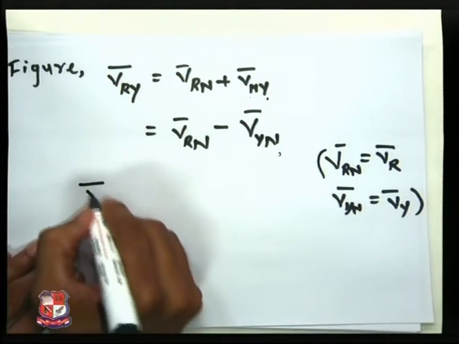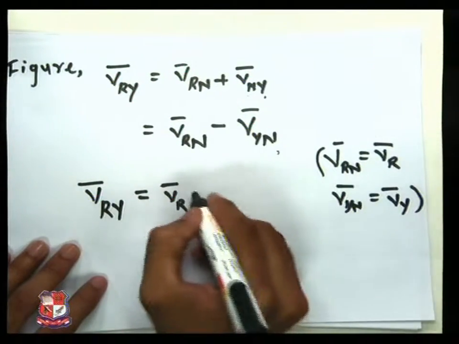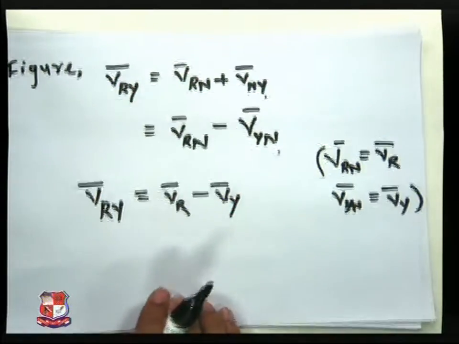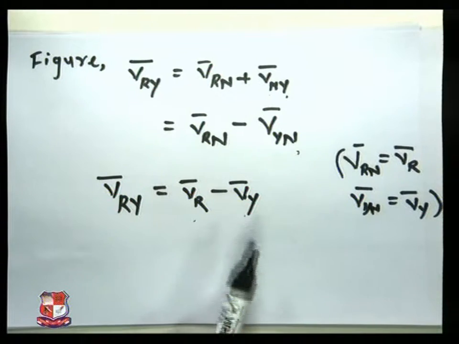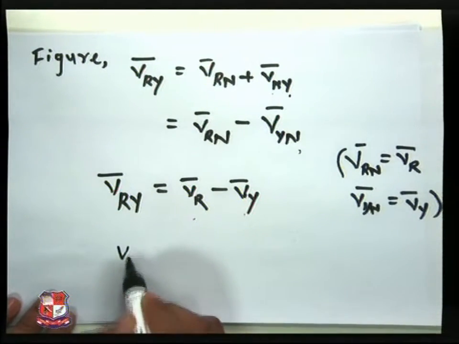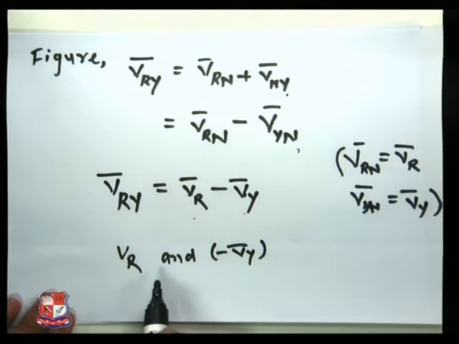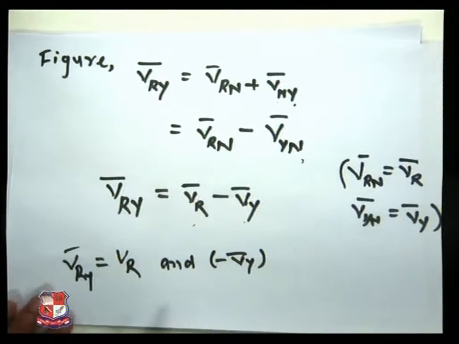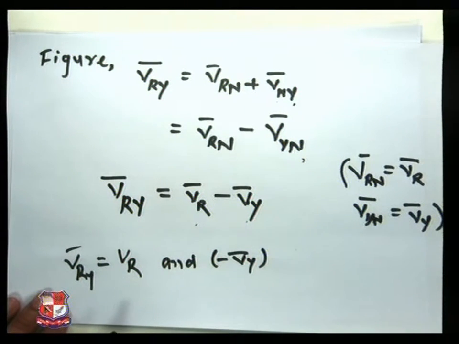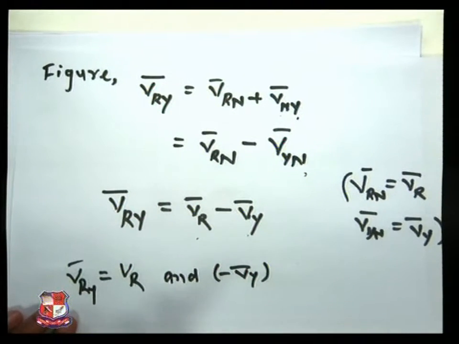So now the equation is modified. Vector summation VRY is equal to VR minus VY. So in this equation we get VRY as the vector summation of VR and minus VY. Vector summation of VR and minus VY gives VRY. So these are all vector quantities, and vector quantities can be represented by the phasor diagram, and we can derive the relation using the phasor diagram. So we go with the phasor diagram to get the answer.